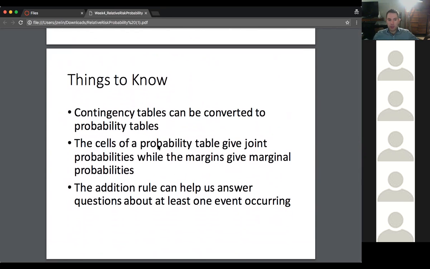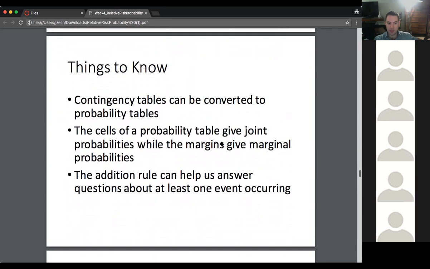So, the important things to know are contingency tables can be converted to probability tables. The cells of a probability table give joint probabilities, while the margins give marginal probabilities. And we can use the addition rule to help us answer questions about at least one event occurring.